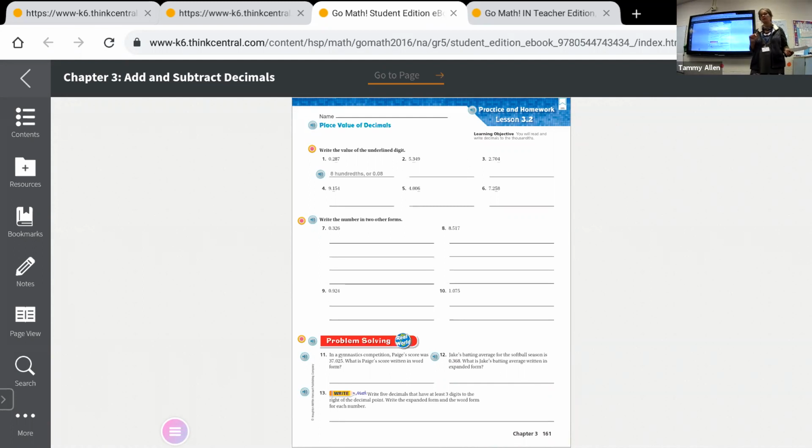We don't know what the units are. They haven't told us if it's inches or feet or yards or miles or centimeters or meters or kilometers, okay? So because we don't know what the actual unit is, we just say units. So 16 units, 16 units, all right? Please get that recorded.